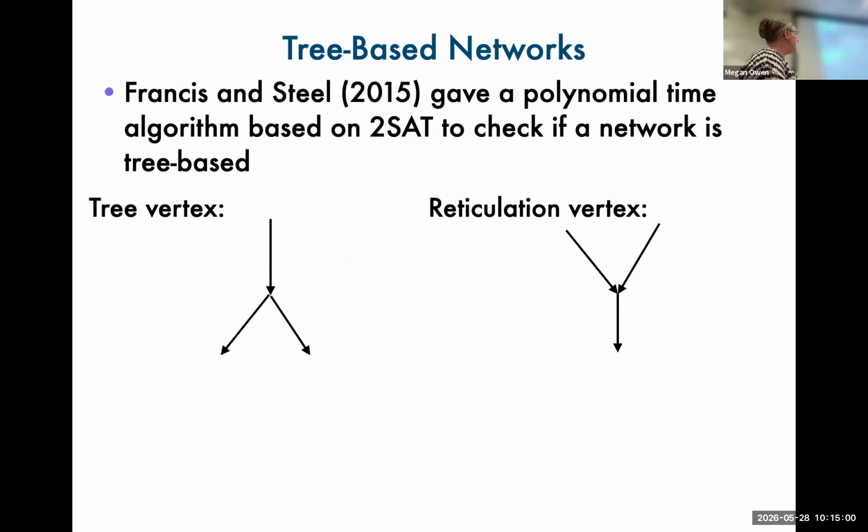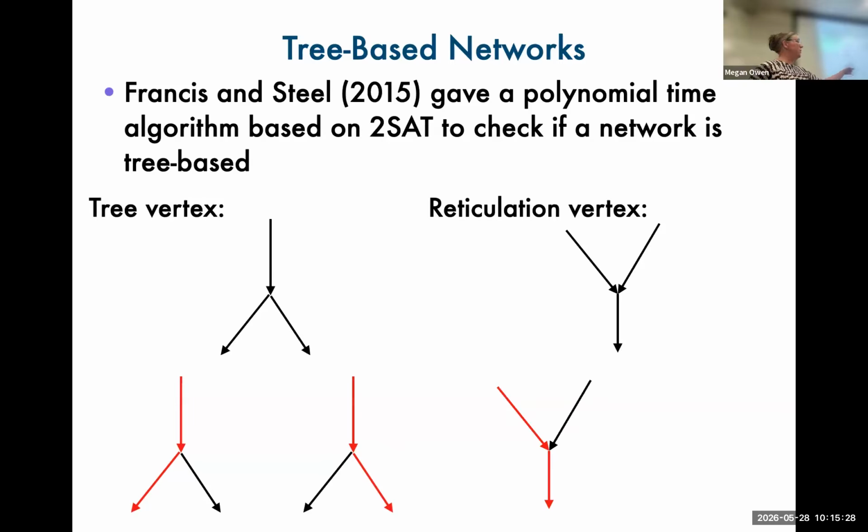So in the original paper introducing these networks, they gave a polynomial time algorithm based on 2SAT to check if it's tree-based. If it's tree-based, when you have a tree vertex, you have to have your tree, now in red, coming through it, and it can go one of two ways. You can encode that as one of the clauses in the 2SAT. And then for a reticulation vertex, for the tree part, it can either come in on one edge and go out the bottom, or come in on the other edge and go out the bottom. Again, you can encode that as a clause in your 2SAT problem, and 2SAT is solvable in polynomial time. So they give that algorithm.